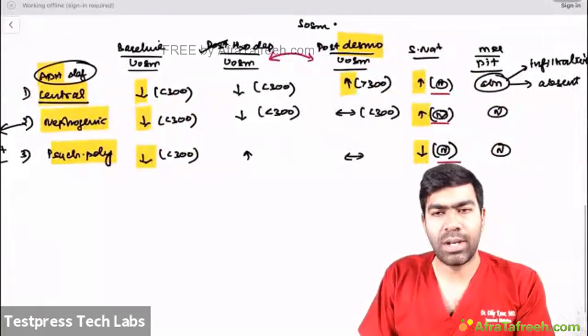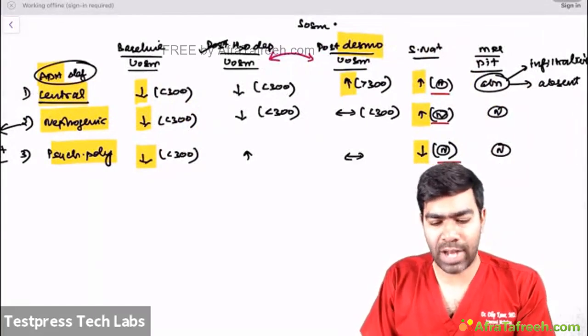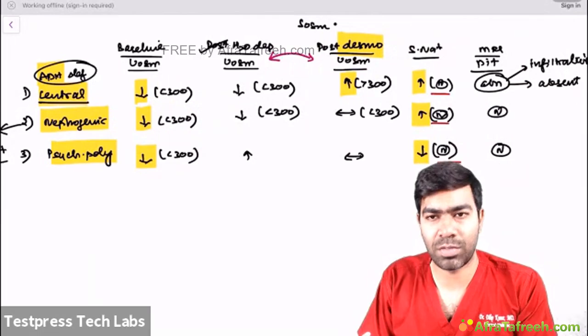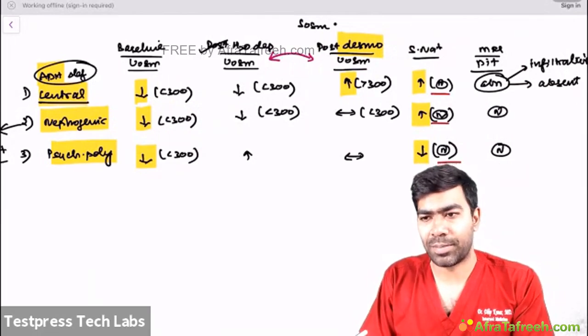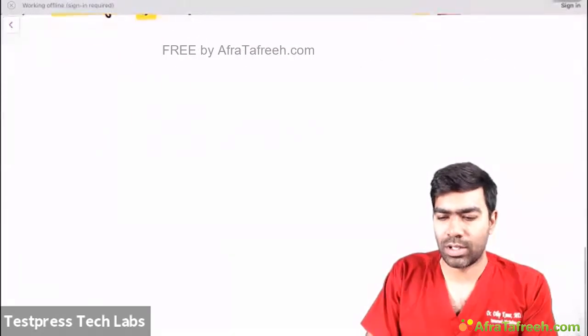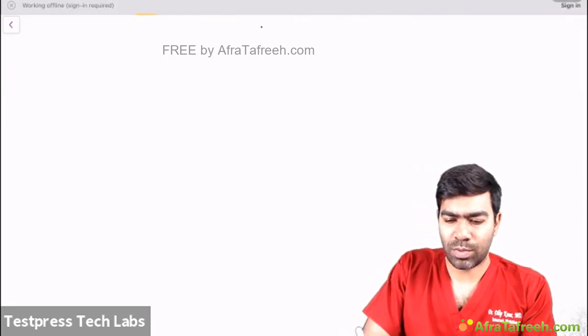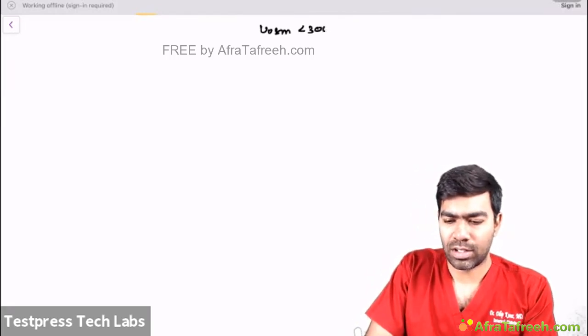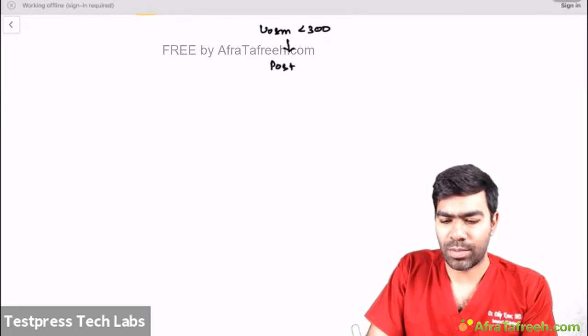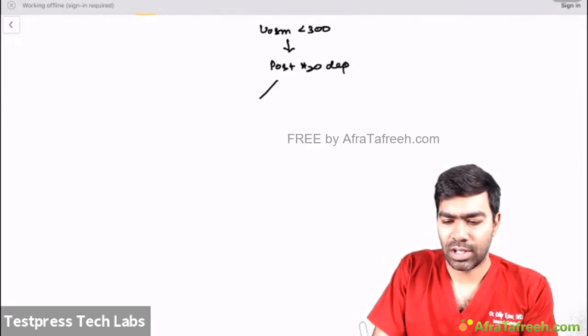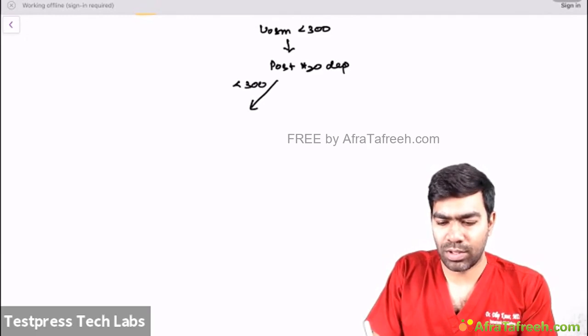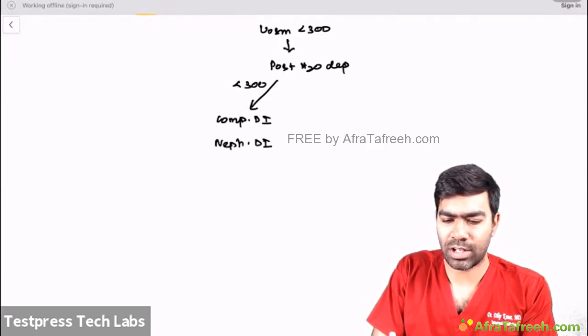Now, this table will help you understand the complete forms of diabetes insipidus, but the problem is there are many partial forms of diabetes insipidus. That is where we get into trouble most of the time. Suppose the patient is presenting with urine osmolality of less than 300, and now I know you will be doing a water deprivation test. If after water deprivation I still have a urine osmolality of less than 300, surely I know this must be either a complete form of diabetes insipidus or a nephrogenic form of diabetes insipidus, whether partial or complete.